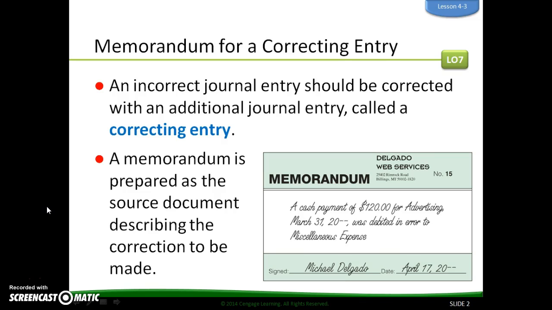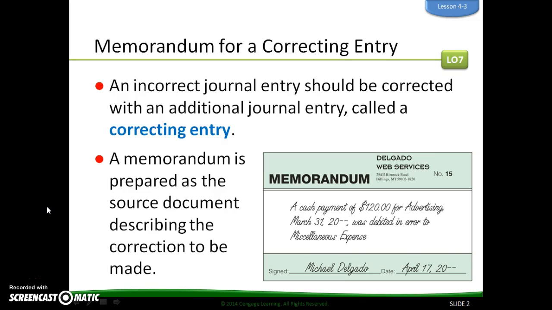So in our explanation here, it says a cash payment of $120 for advertising on March 31st was debited in error to miscellaneous expenses. So now we have some kind of source document, some kind of note about what happened so that we can go ahead and proceed to make some kind of correction.